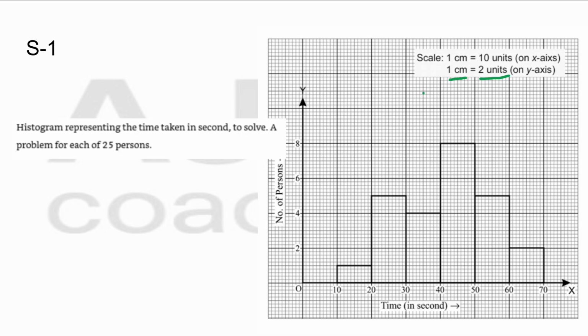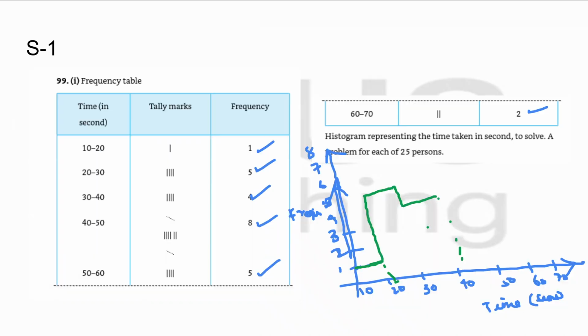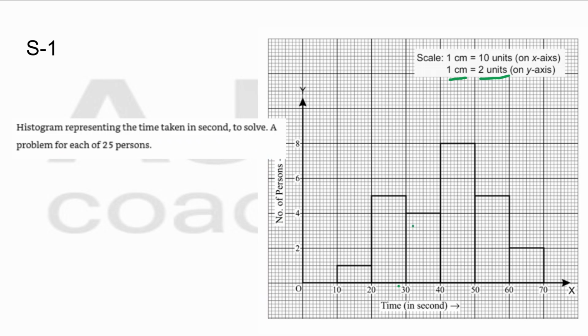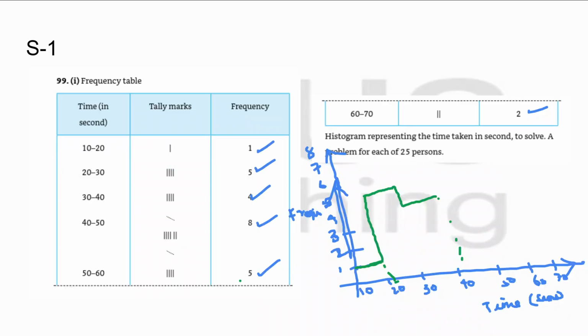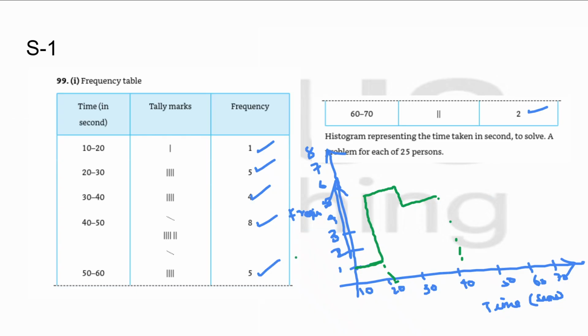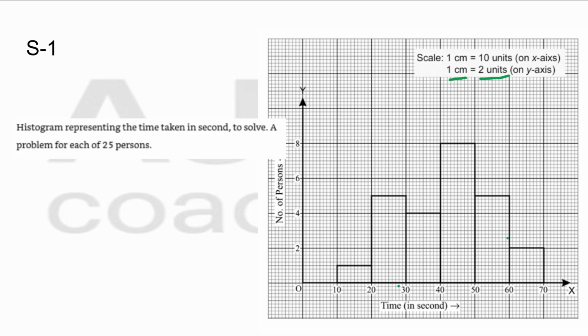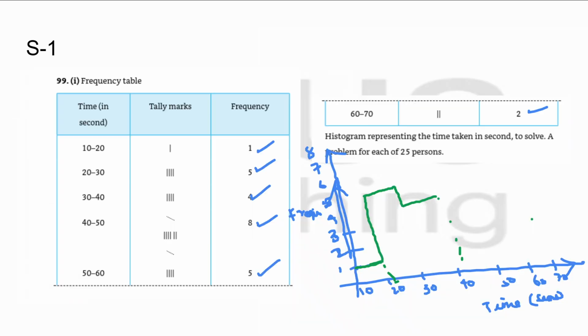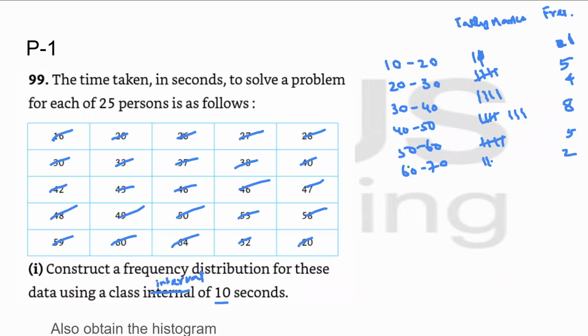And 1 centimeter is 10 on the x-axis. So for 30 to 40 it will be 4. 40 to 50 will be 8. 50 to 60 will be 5. Then 60 to 70 will be 2. Okay, that's all. With this we can obtain the graph. Is this clear? Histogram is very simple, and the frequency distribution curve is also quite simple to obtain.